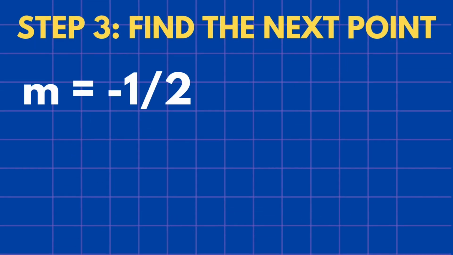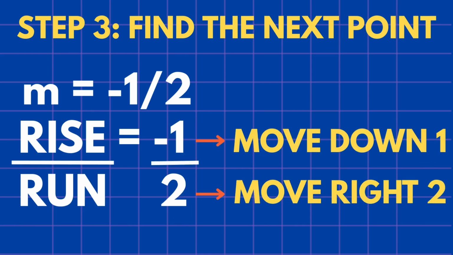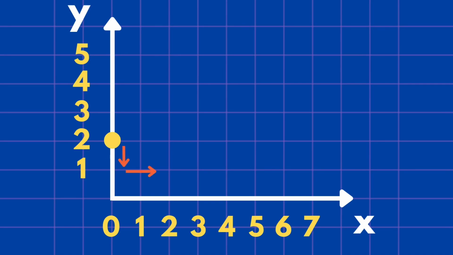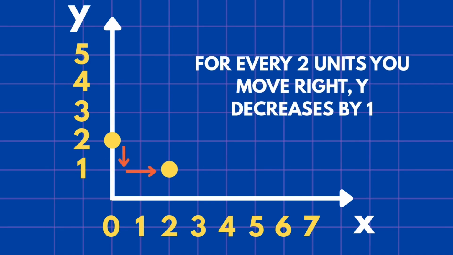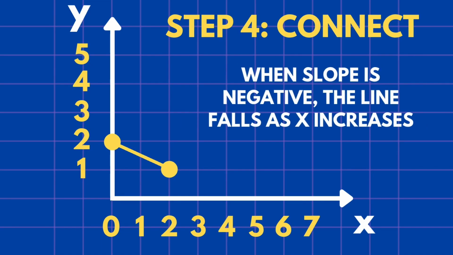Step 3. Use the slope to find the next point. We found our slope to equal negative 1 over 2. So using rise over run, we can see that our graph will have a rise of negative 1, meaning the graph will go down 1 unit, and a run of 2. So on our graph, starting at our first point, we will go down 1 unit and move 2 units to the right. The value of our new point will be 2, 1. Our last step will be to connect the dots so we can complete our line.